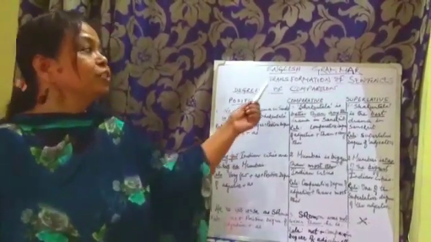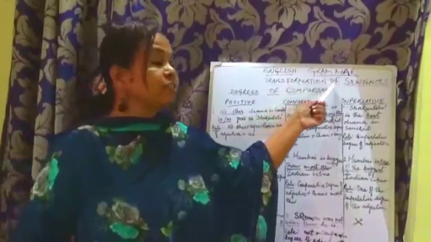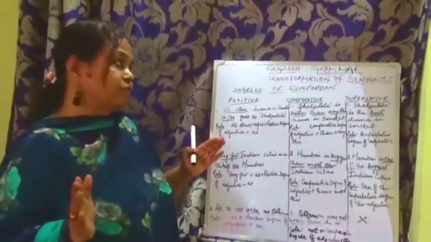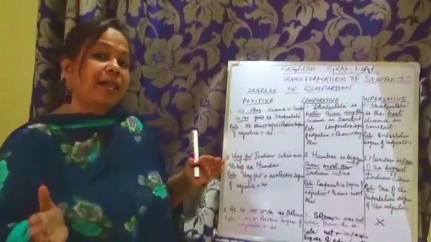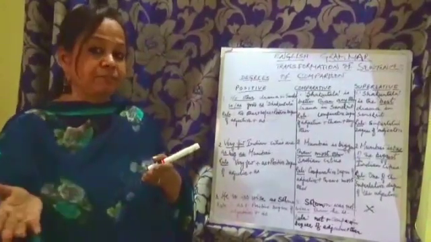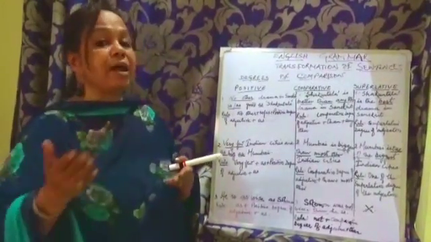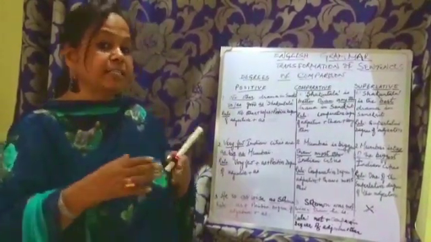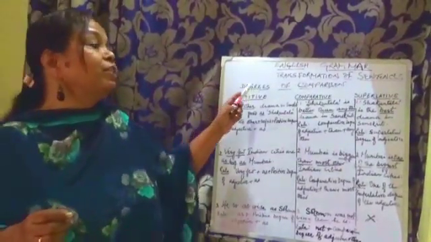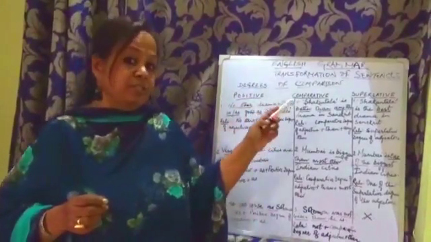Today we will do transformation of sentences. There are various categories of transformation of sentences, like when you transform from active voice to passive voice, from direct to indirect, from affirmative sentences to negative sentences and vice versa. But today we will do it with degrees of comparison.